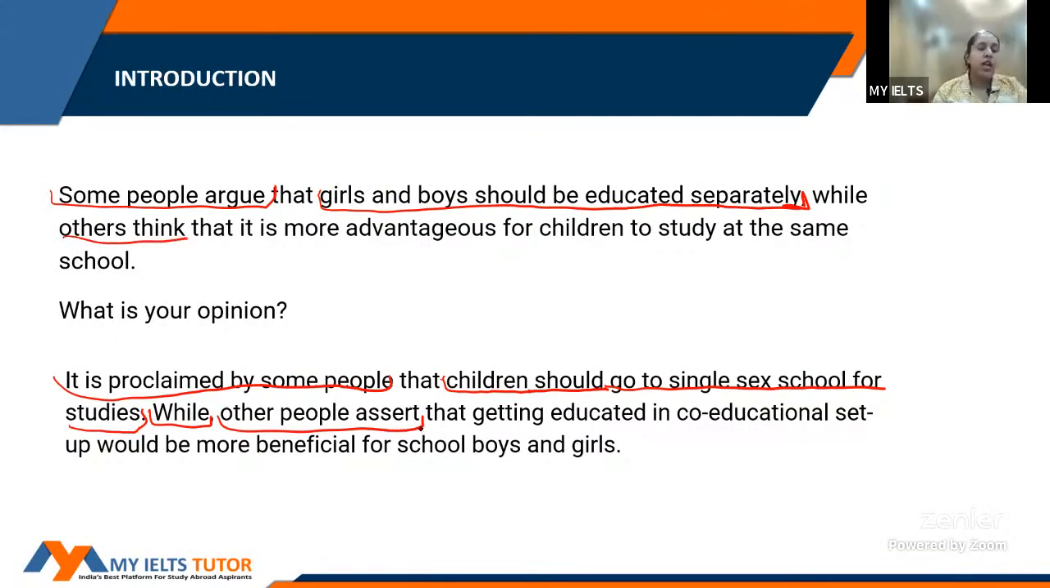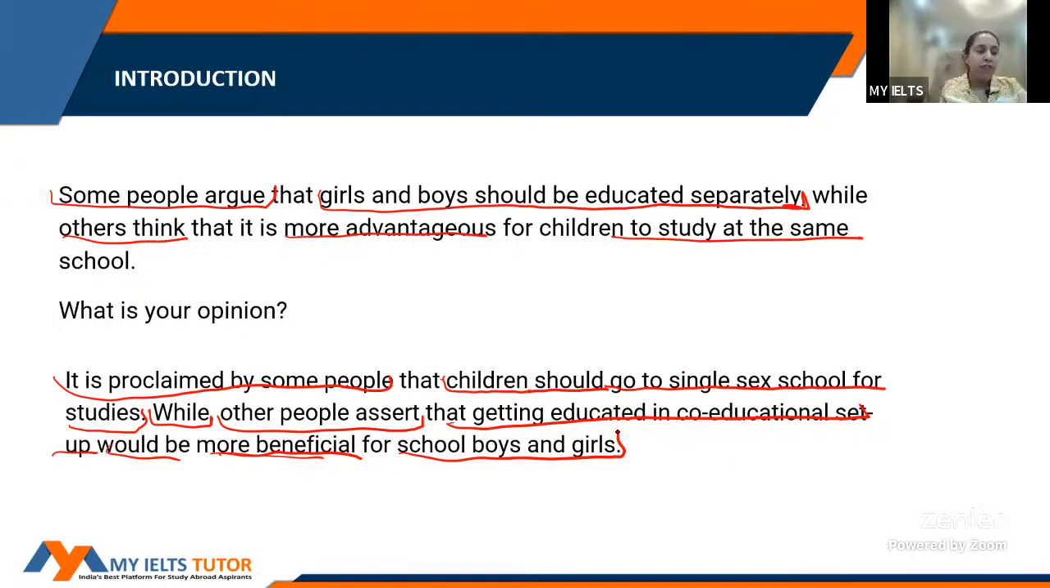While other people assert. Now here I am changing the structure of the sentence, right? In the beginning, they are talking about, you know, it is advantageous. I have changed the position. I have taken it to the end of the sentence. Now how will it come? To study at same school, getting educated in co-educational setup would be more beneficial for school boys and girls, right? It would be more advantageous for school boys and girls. So this is my rephrasing.